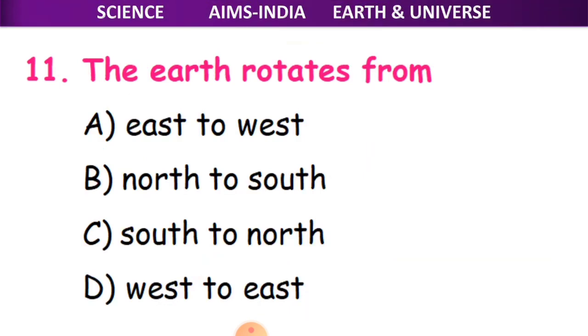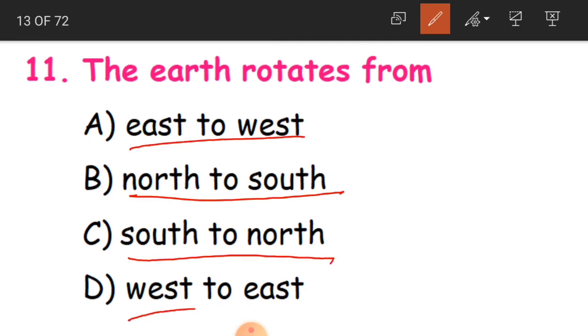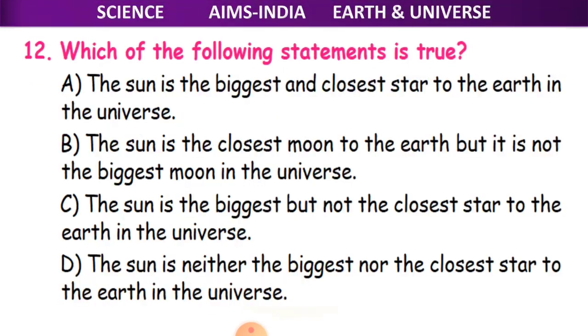11th one, the earth rotates from... where? From east to west, north to south, south to north or west to east. And the earth rotates from D option, children, west to east.